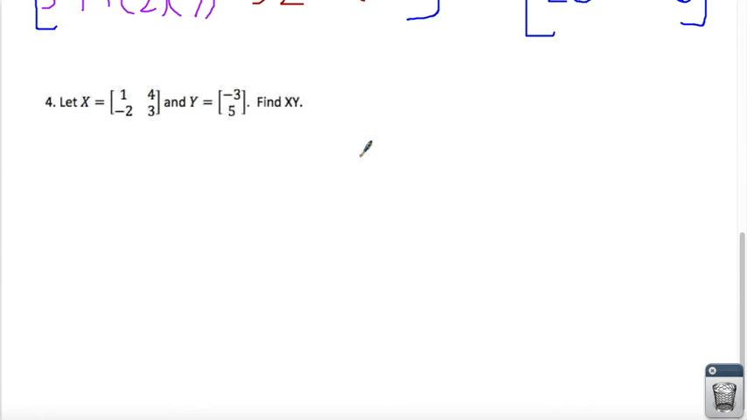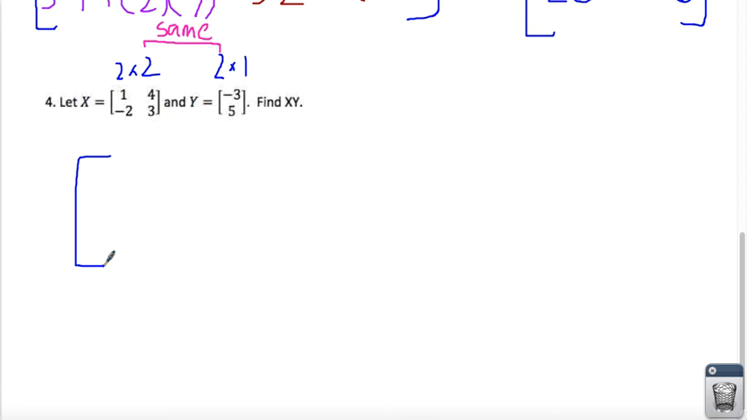So this last example is actually less work than the previous one, because here we have a 2 by 2 and a 2 by 1. We can multiply them because these inner dimensions are the same, and our result is going to be a 2 by 1. So we take the first row of A and multiply by the only column of B.